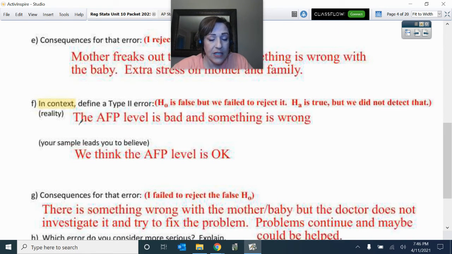So the type 2 error would be if we do not reject a false null hypothesis. Type 2 error. So HA is true. So the reality is that there is something wrong. The alpha fetoprotein level is not where it should be. Okay, so that's the truth. But we think everything is okay.